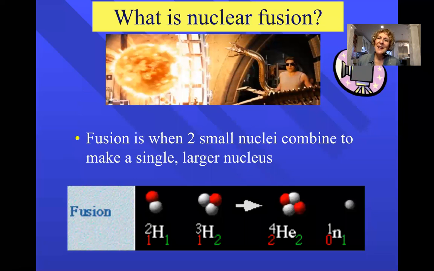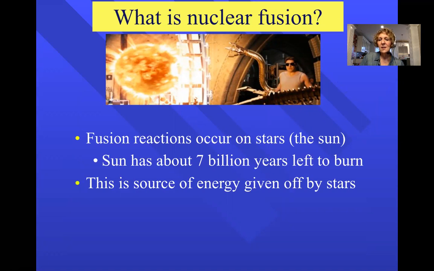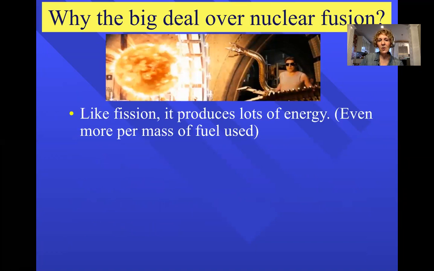So the real key, as we can see in our Spider-Man flick here, is nuclear fusion. Nuclear fusion is where two nuclei come together to make a larger nucleus. And this is what our sun does. So it occurs in all of our stars and our suns. It's the main energy given off by stars. Nuclear fusion is how we make new elements. And this is the reaction that happens in all of our stars, that hydrogen is fused together to make helium. And that gives off a lot of energy and light and heat. And that's the energy that we see from our sun.